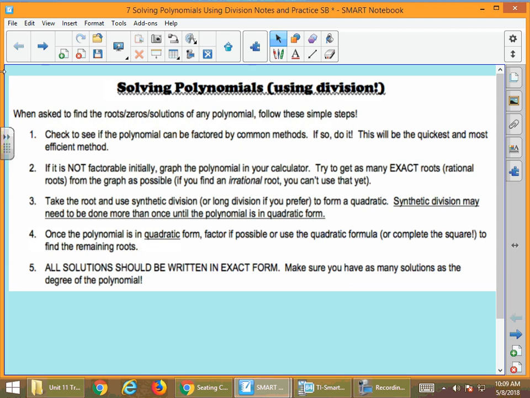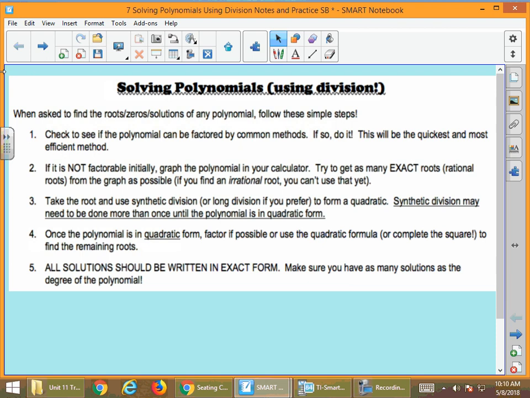The thing about the synthetic is that it might need to be done more than once in order for us to get our polynomial into a quadratic form. Quadratic, as a reminder, means to the second degree. And once we have it in quadratic form, we can use the quadratic formula if we need to, or maybe we can factor. And that's what step number 4 says. Once the polynomial is in quadratic form, factor or use the quadratic formula.